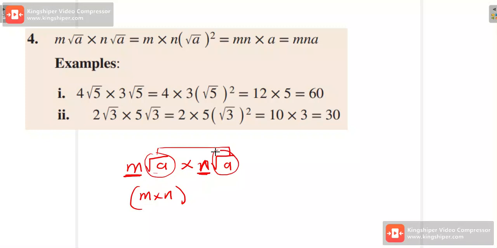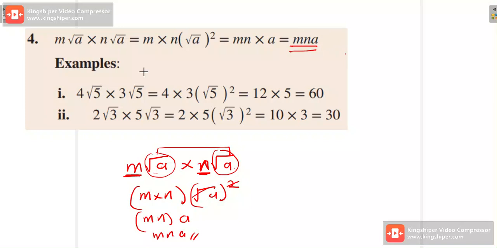Because they are the same, root of A times root of A is the same as root of A all squared. The square cancels the square root, and we are left with M times N, then times the A, and that gives us MNA. And that is what we have here.